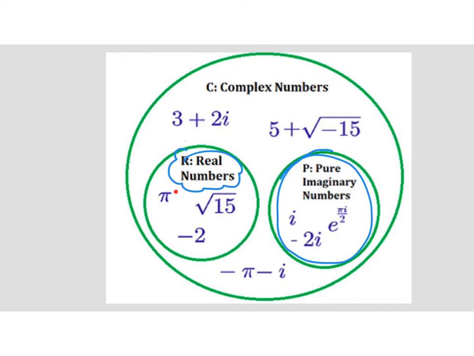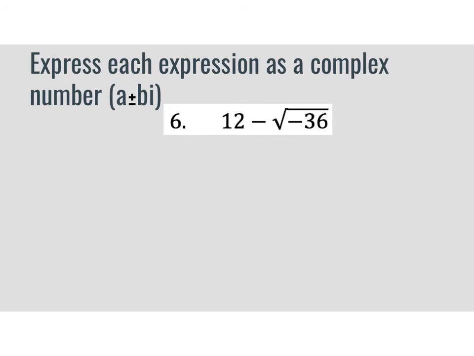But when we start taking one part real and one part imaginary and put it together, it makes up these complex numbers. So complex numbers are in the form of a plus or minus bi. So here's an example, 3 plus 2i. 5 plus the square root of negative 15 is not simplified, but it is technically a complex number. So what we're going to do now is I give you different expressions and you're going to simplify it as a complex number.